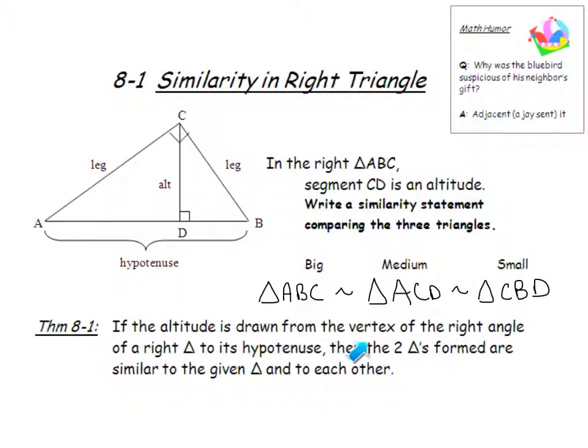If the altitude is drawn from one vertex of a right triangle over to the hypotenuse, then the two triangles that are formed are actually similar to the larger triangle. And this is that similarity statement that compares those three triangles.